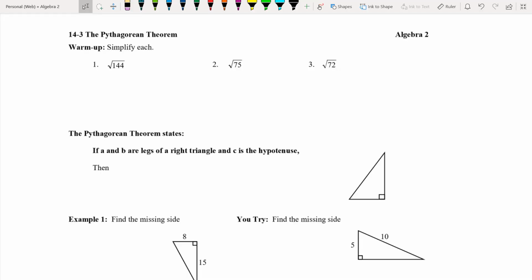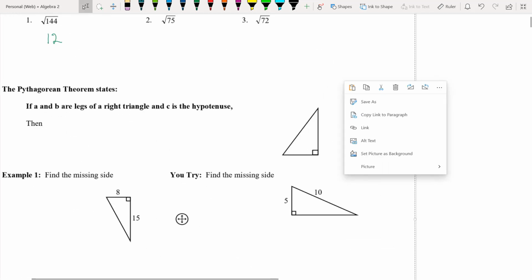Alright, here we go with the Pythagorean Theorem, and we're going to start off with a little warm-up, getting you guys to understand, again, we're going to be simplifying roots here. So if I want to square root 144, we probably all know that the answer to that is 12, because 12 times 12 is 144. But if I want to square root 75, there's no number times itself that equals 75.